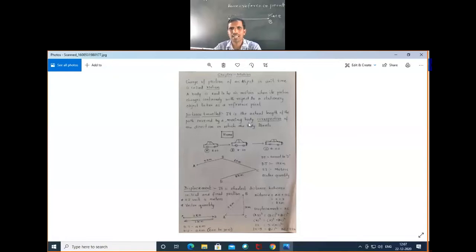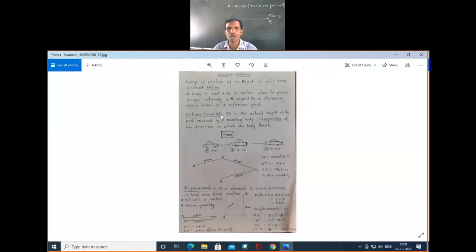Why is he telling this? See, I have written here: irrespective of the direction in which the body is traveling. We don't want to know which direction we are traveling, east or west. We don't know. So distance traveled is a scalar quantity, because we are not telling any direction over here. That's why it's a scalar quantity.